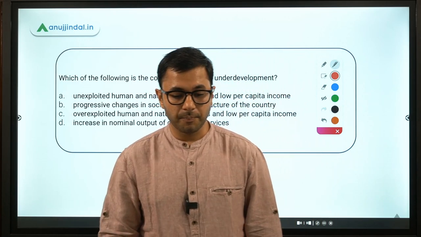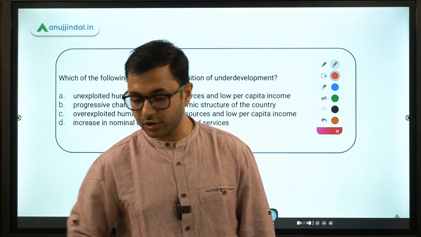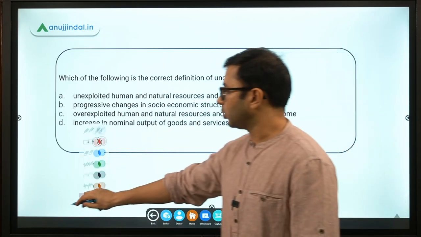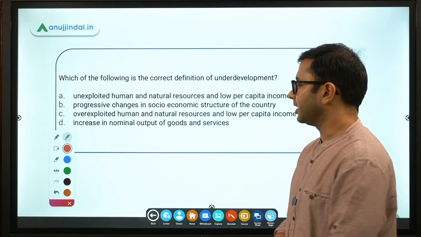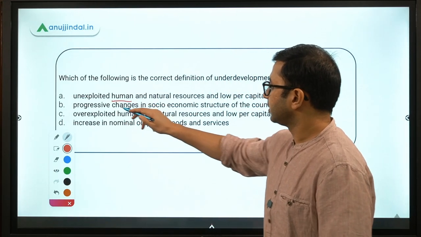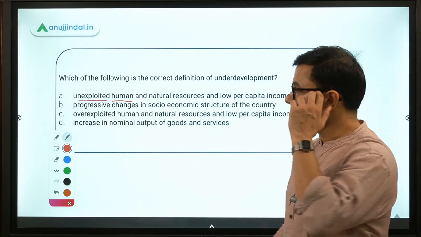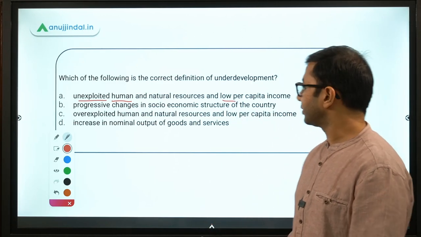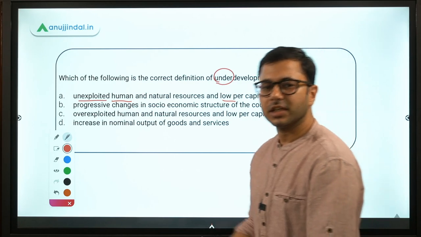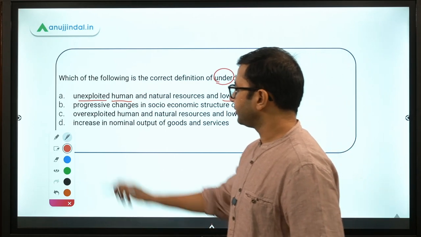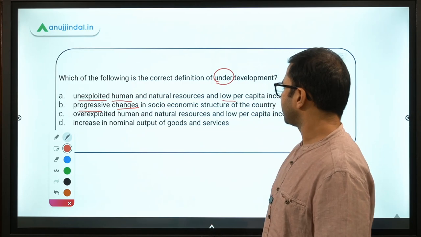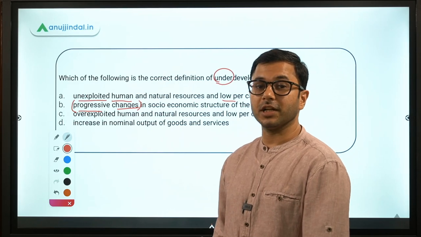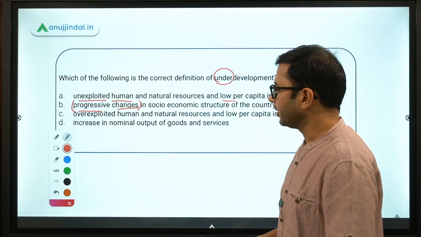The first question says, which of the following is the correct definition of underdevelopment? Underdevelopment ki jo correct definition hai among these, which one of the following is the correct definition? Unexploited, see every word is important, unexploited human and natural resource and low per capita income can be one of the definitions because we are talking about underdevelopment. Kam develop hua hai jo desh. Progressive changes in socio-economic structure of the country. Progressive changes, is it a sign of underdevelopment? No, it is a sign of development or developing. So it will not be one of the options.